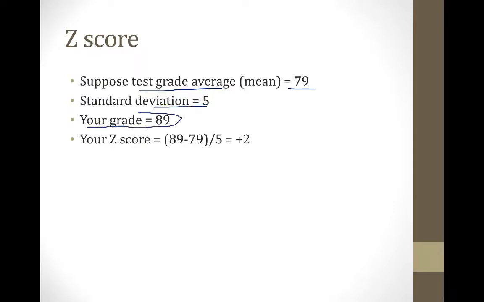If your score on the test was 89, then your z-score would be 89 minus 79, which is 10, divided by 5, or +2. You would be 2 standard deviations away from the mean, and therefore your z-score is +2.